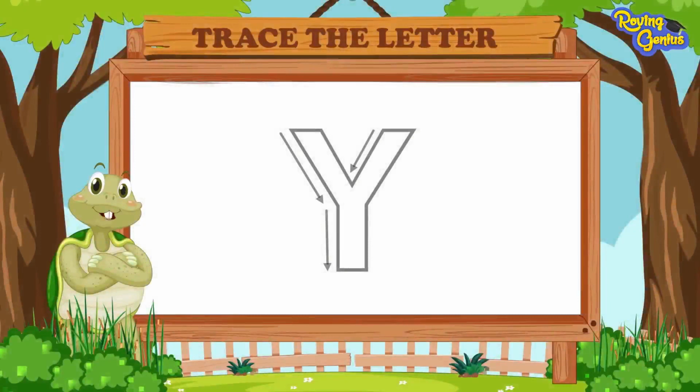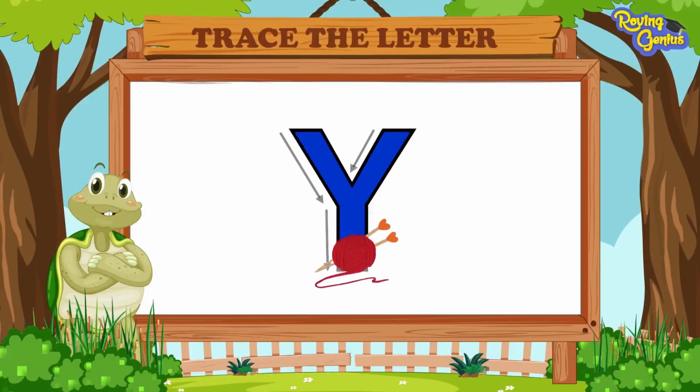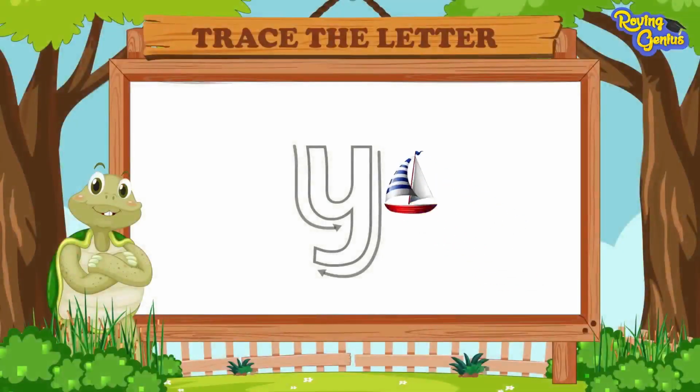Let's learn how to trace Y with these fun rhymes. Capital Y has a V in the air, the pole at the bottom holds it there. Slant down right, down to the ground. Slant down left and take it underground.